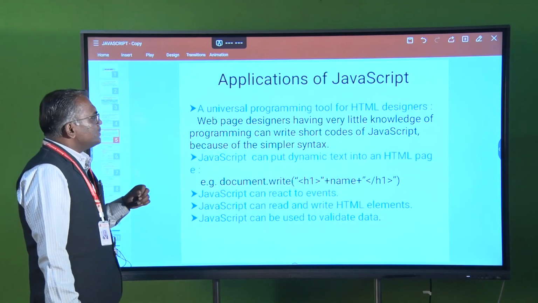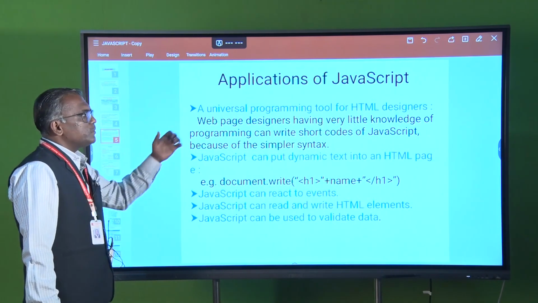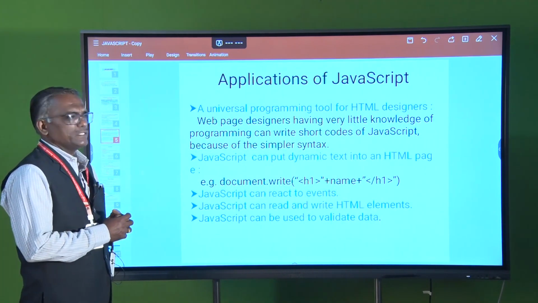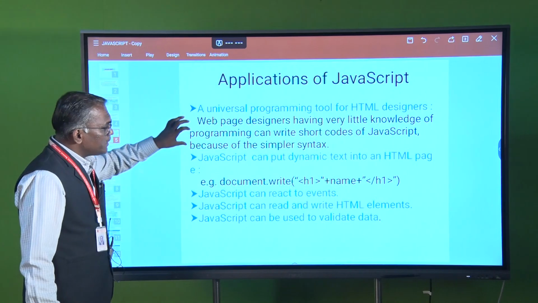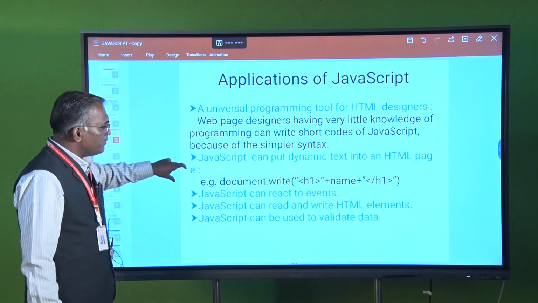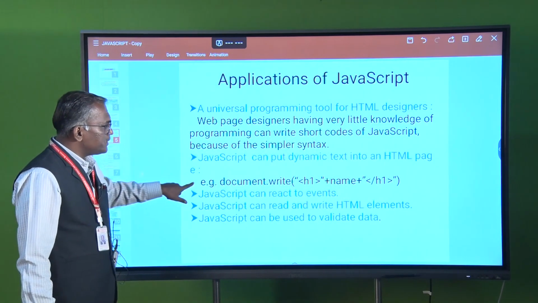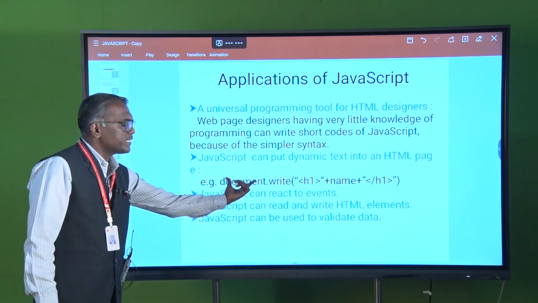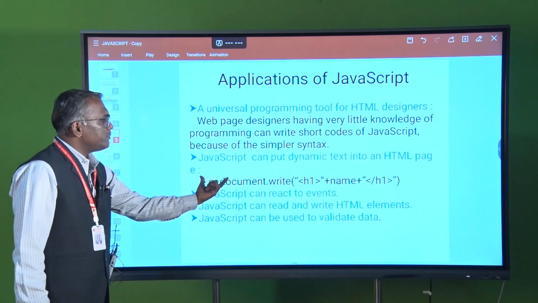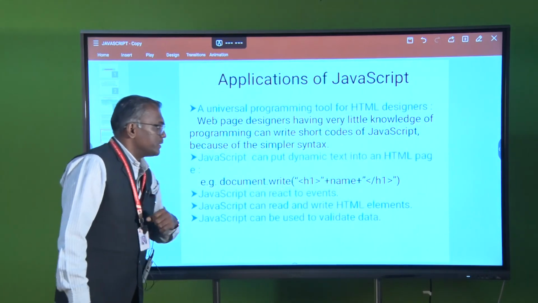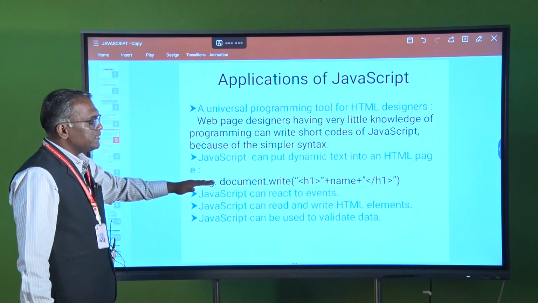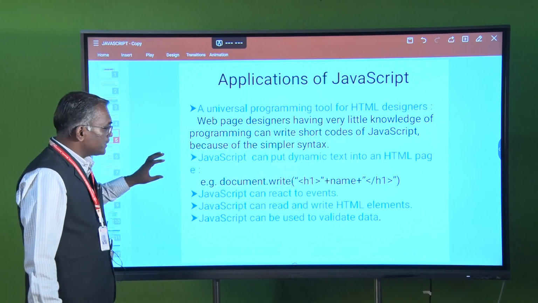Now applications of JavaScript. It is a universal programming tool for HTML designers, where we can put our dynamic text into an HTML page. For example, here one statement is written. So document.write is a JavaScript statement and in that we have embedded the HTML tag h1 in this case. So we can embed HTML tags as well in JavaScript.